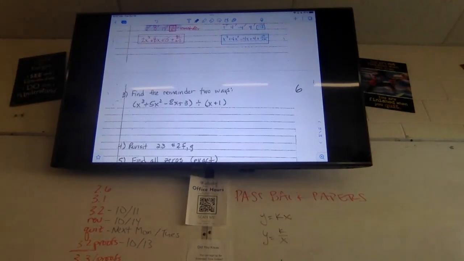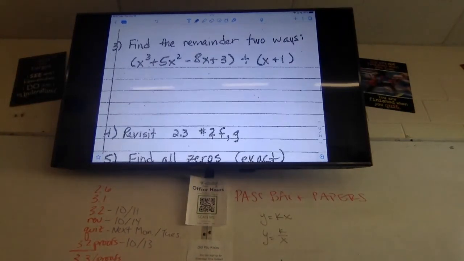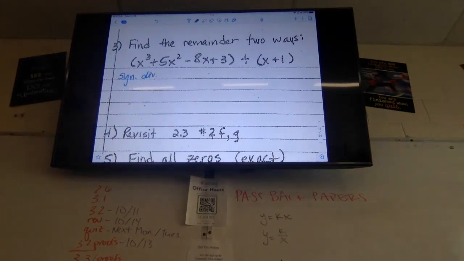This next one says find the remainder 2 ways. Does anyone remember what's one way I can find the remainder of this expression? Good, we can do some kind of division. I'm gonna say synthetic division because that's probably what most of us will do. And let's do that out really quick. I'll put my little -1 in my house. I'll have 1, 5, -8, and 3. Carry that down. I've got 1, 4, -12, and 15.